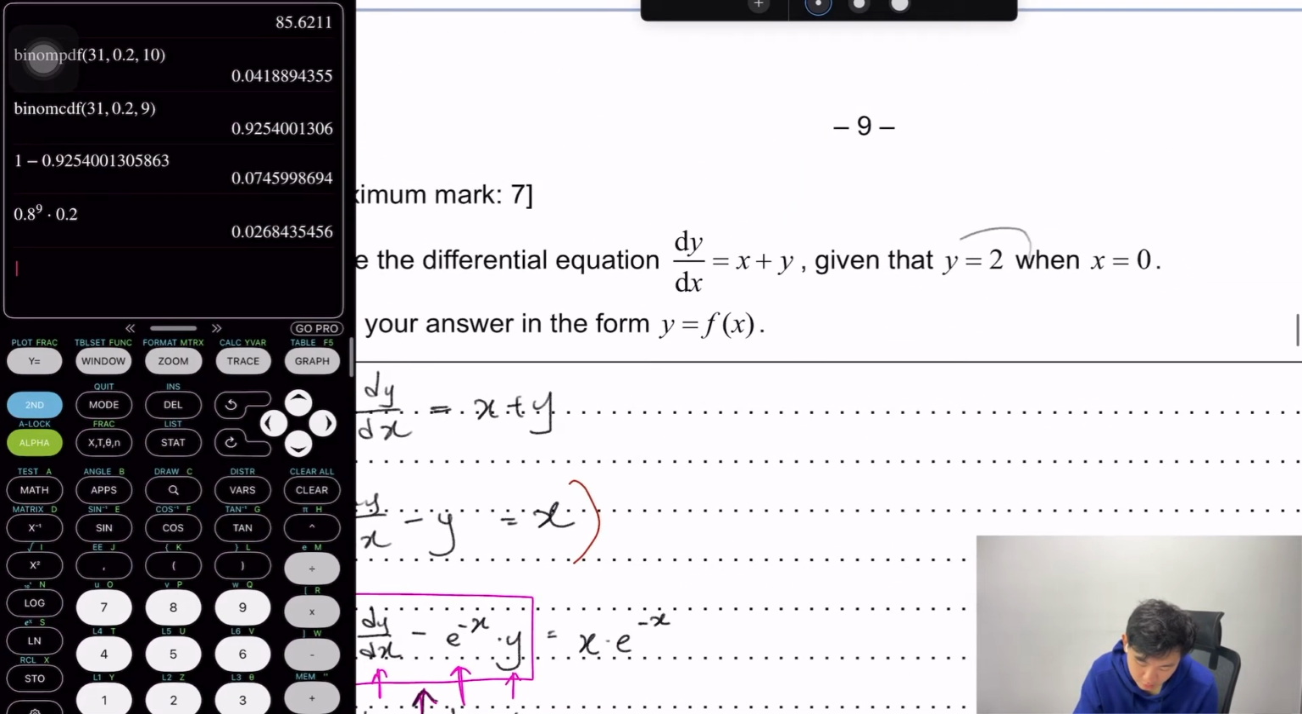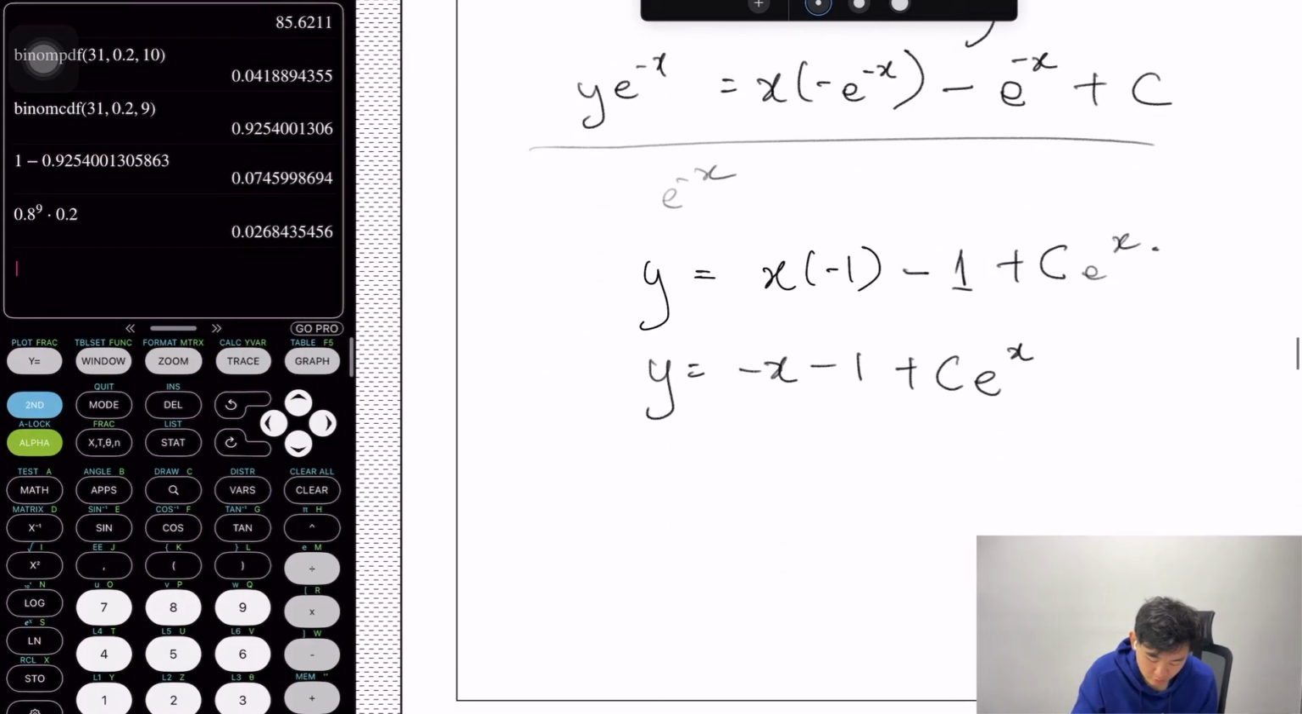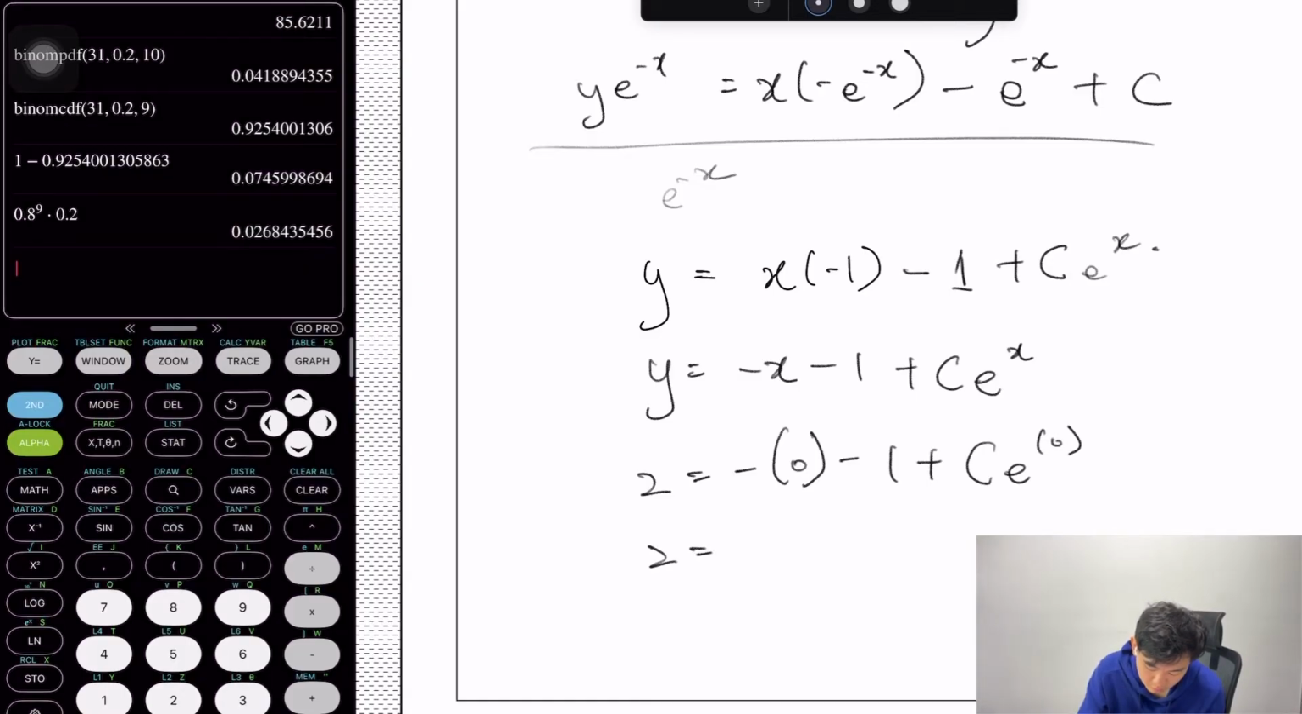Because when y is 2, x is 0. So we substitute: this is a 2, and this is a 0, right? So that's 0 minus 1 plus c times e to the power of 0. So 2 equals minus 1 plus c, so c equals 3. Therefore, your equation is y equals negative x minus 1 plus 3 times e to the power of x.